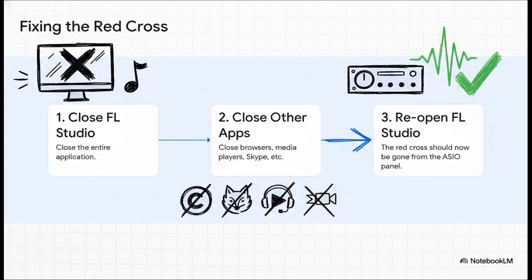First, completely close FL Studio. I mean, shut it all the way down. Don't just minimize it. Then you go on a mission. Close every other app that might be using audio. Shut down your browser, kill Spotify, exit Zoom, the whole shebang. Once your computer is quiet, relaunch FL Studio. Head back to that ASIO panel, and poof, that red cross should be gone.